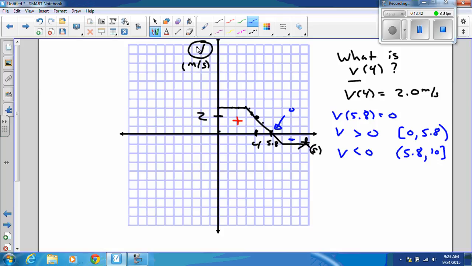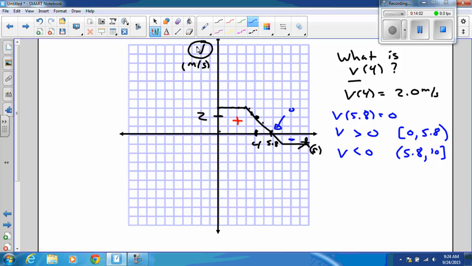So I can mark the velocity as positive from 0 to 5.8. I'm using the mathematical notation. The closed bracket means we include 0. The open parenthesis means we do not include 5.8. And then my velocity is negative from 5.8 to 10, including 10, but not 5.8.